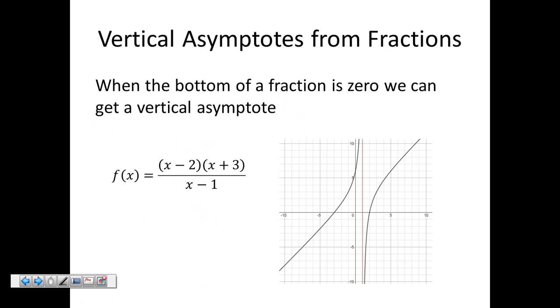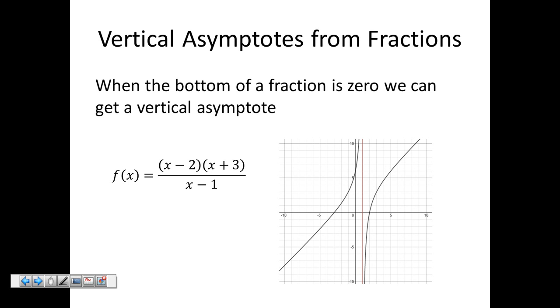Okay, let's take a look at some vertical asymptotes from fractions specifically. What I'm talking about here is a rational function. So I'm going to start off with the rational function f of x equals (x minus 2)(x plus 3) on top, and it's divided by x minus 1.